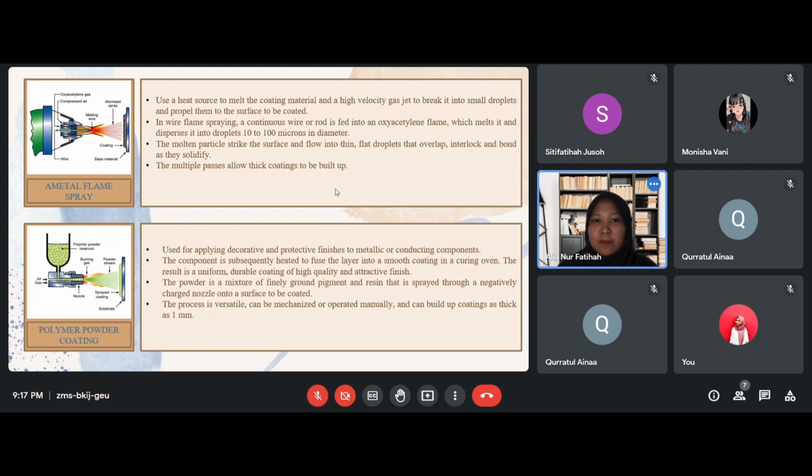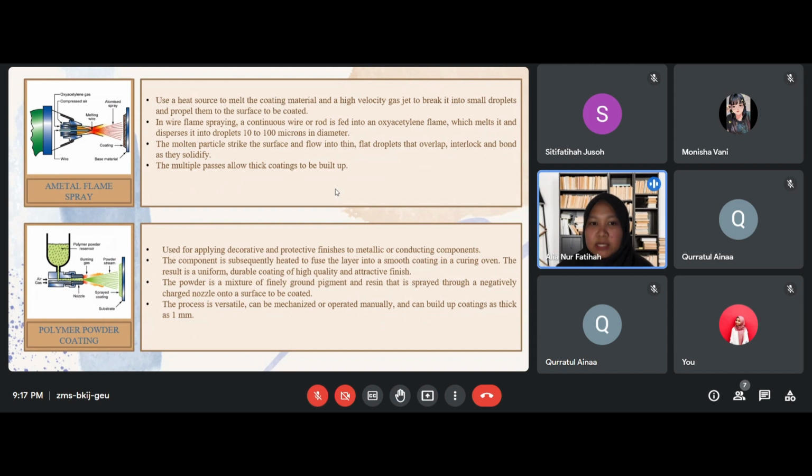The multiple passes allow a thick coating to be built up. Polymer powder coating is used for applying decorative and protective finishes to metallic and or conducting components. The component is subsequently heated to fuse the layer into a smooth coating in a curing oven. The result is a firm, durable coating of high quality and attractive finish.